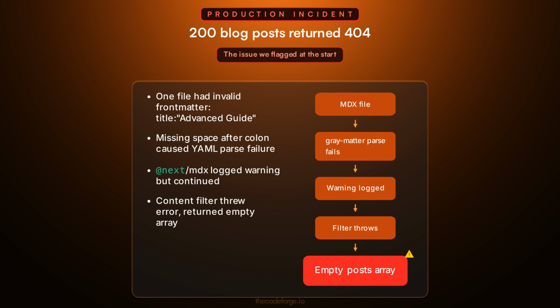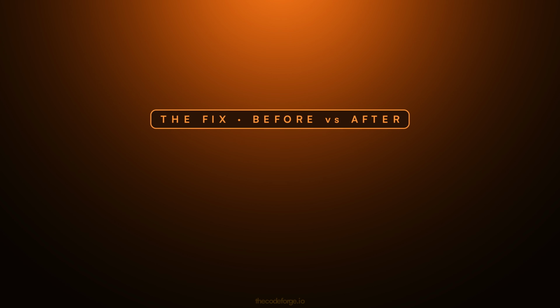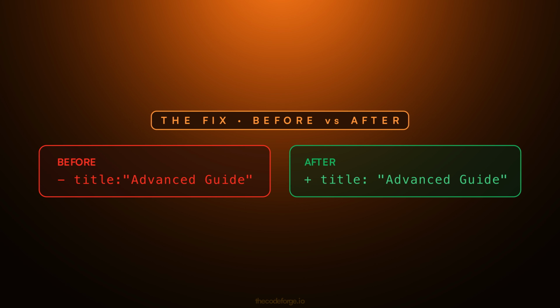Then the content layer's filter function threw an error when it encountered the invalid front matter, returning an empty array. All 200 posts disappeared. A missing space after the colon in title: advanced guide caused YAML parsing to fail silently, aborting the build and removing all 200 posts from production.